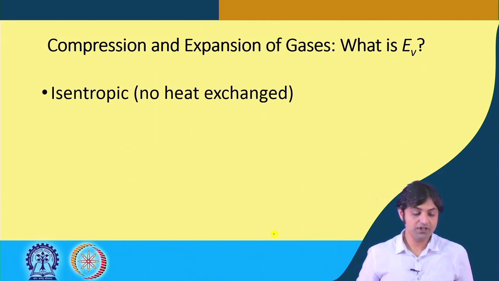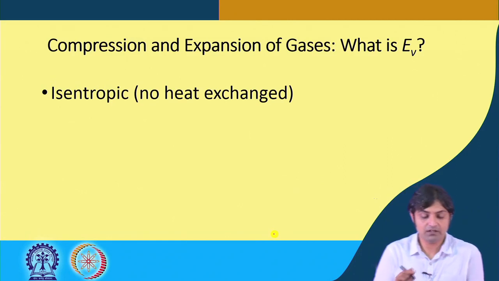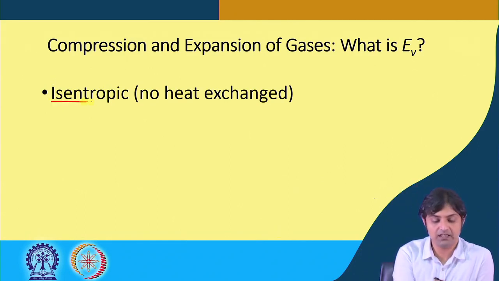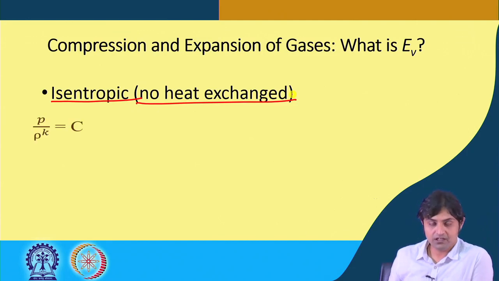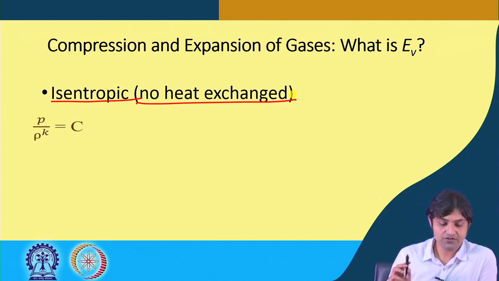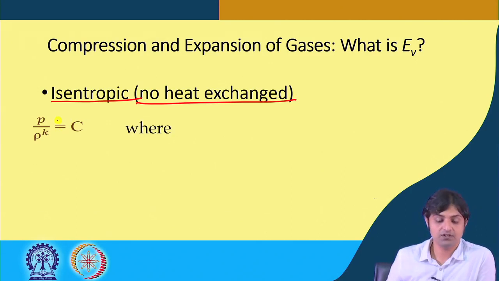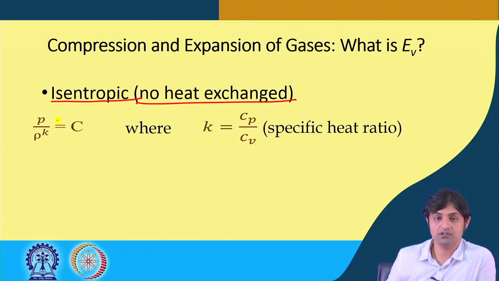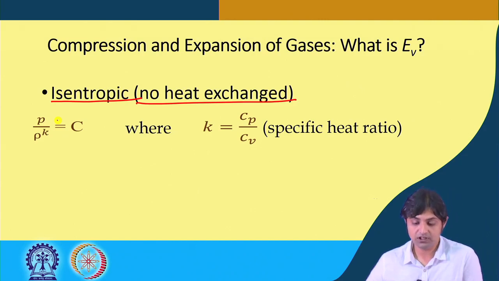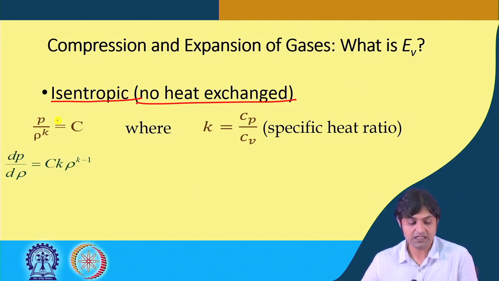So we are going to look at another process called isentropic, where no heat is exchanged. In this case, the equation for isentropic process is given by P by rho to the power k is equal to C, where k is Cp by Cv. This is a very standard terminology in thermal physics that you have already seen in your class 10th and 12th. So this is also called the specific heat ratio.